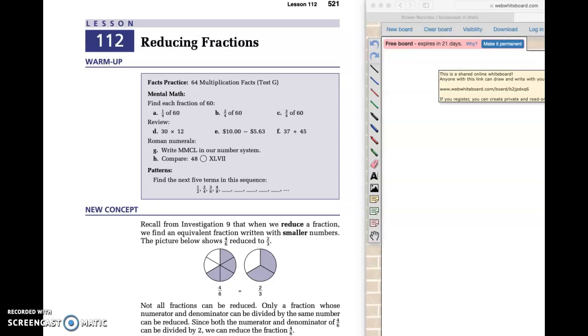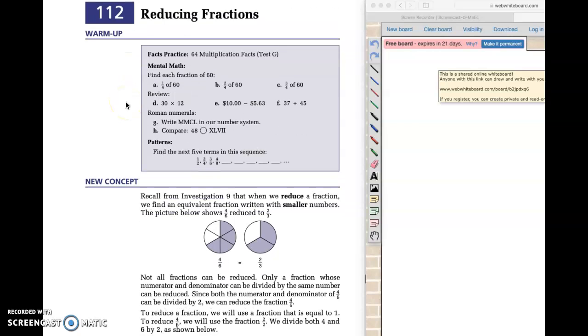So this morning we are going to be working on reducing fractions, which is not something new for you guys, so I know you guys are going to rock at this. So let's just go ahead and do a quick review on what reducing fractions mean.